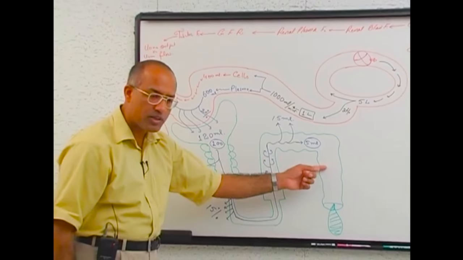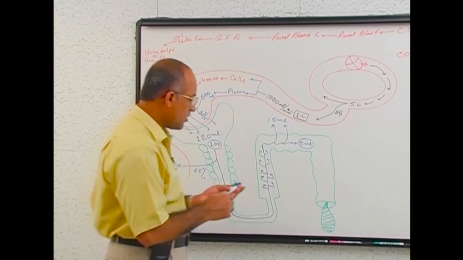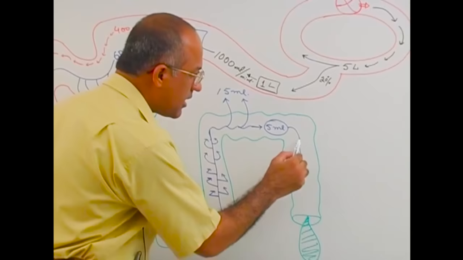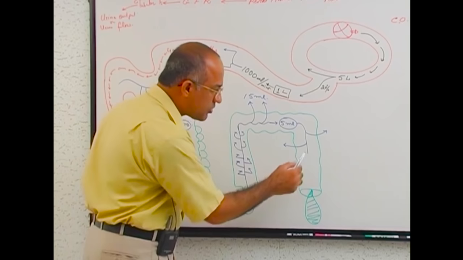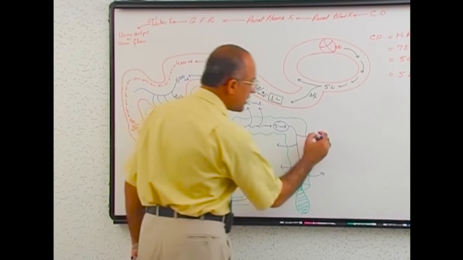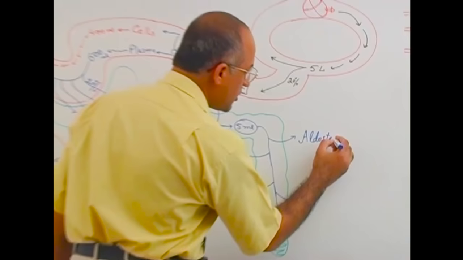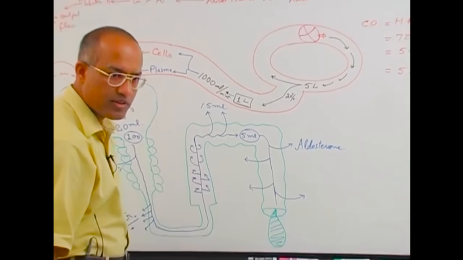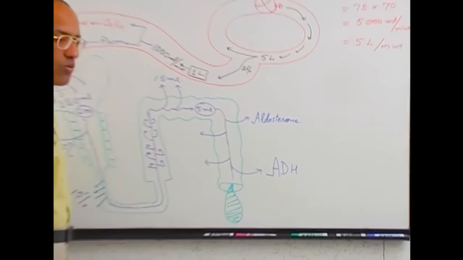Normally, what really happens, as this 5 ml fluid is going down, under the influence of aldosterone, 2 ml or 3 ml is reabsorbed, and a little amount is also reabsorbed under the influence of ADH. This last reabsorption is under the influence of aldosterone, which reabsorbs salt and water and secretes the potassium, and ADH, with the help of which we reabsorb the water mainly.